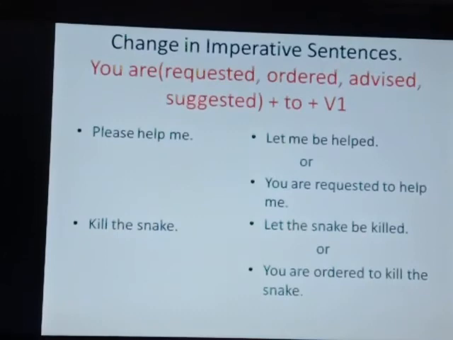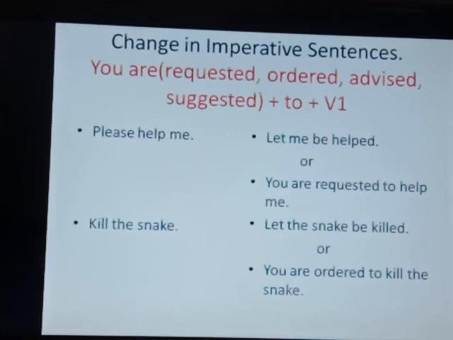Fine. Next example is, kill the snake. Let the snake be killed. First way, first structure. The second structure is, you are ordered to, because in "kill the snake" somebody is ordering. So you are ordered to kill the snake. Fine. So basically you can change these imperative sentences via these two ways, using let or using you are requested or ordered, according to the sentence. Fine. So that's all for imperative sentences.